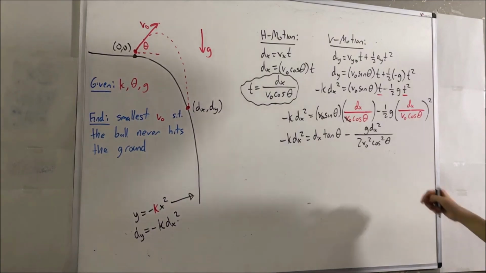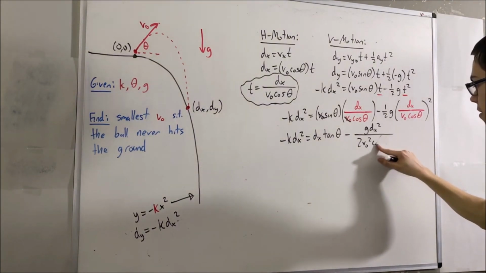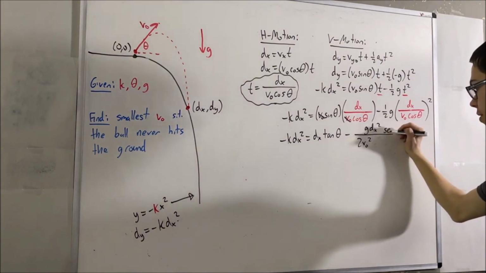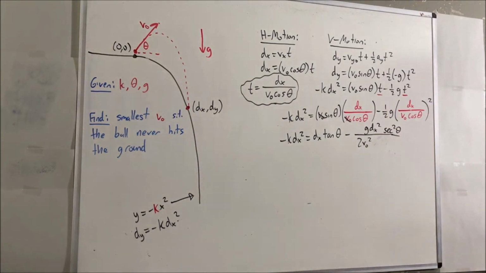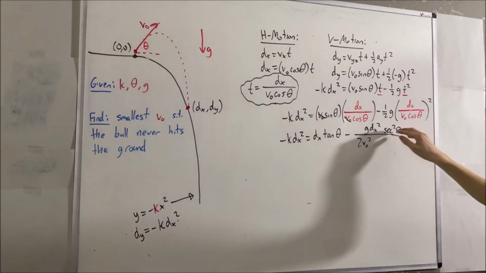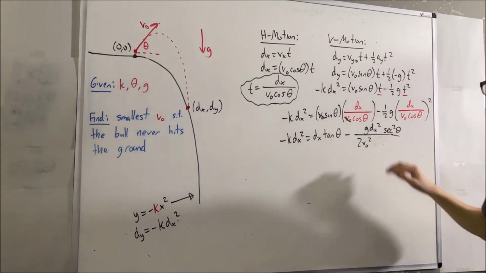And another thing I'm going to do is rewrite cosine squared theta as secant squared theta in the numerator, just because it looks nicer for me. And right, you know that secant is just the reciprocal of cosine. That's why we can do that.